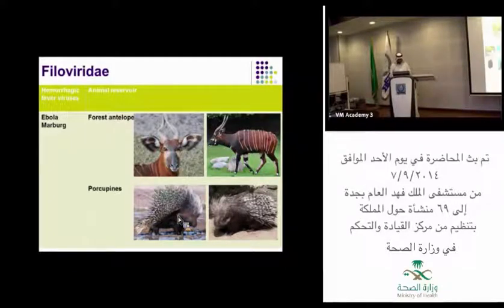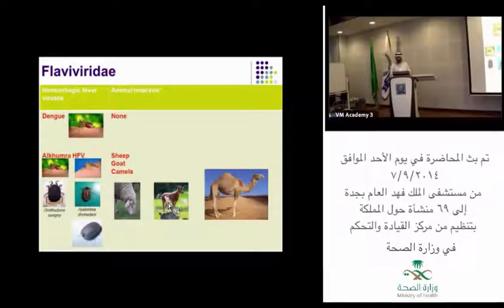Now the Flaviviridae, the yellow viruses, include dengue, which is transmitted by special mosquitoes called Aedes aegypti, and it doesn't have any animal reservoir. And then Alhumra virus hemorrhagic fever, which I'll talk about in detail later on. This virus is transmitted mainly by direct contact with animals like sheep, goats, and camels, as well as by vectors suspected to be either mosquitoes, any species of mosquitoes, or ticks, soft ticks or hard ticks.